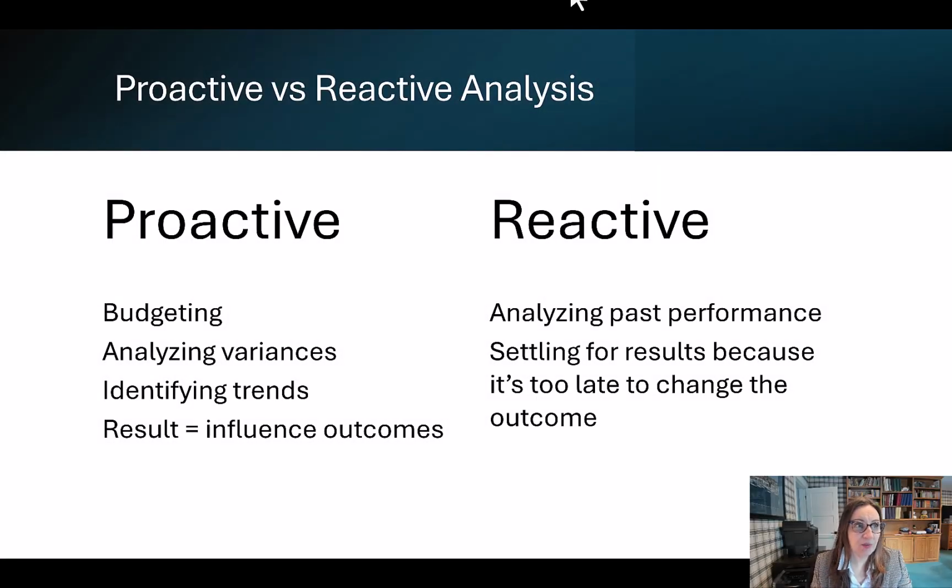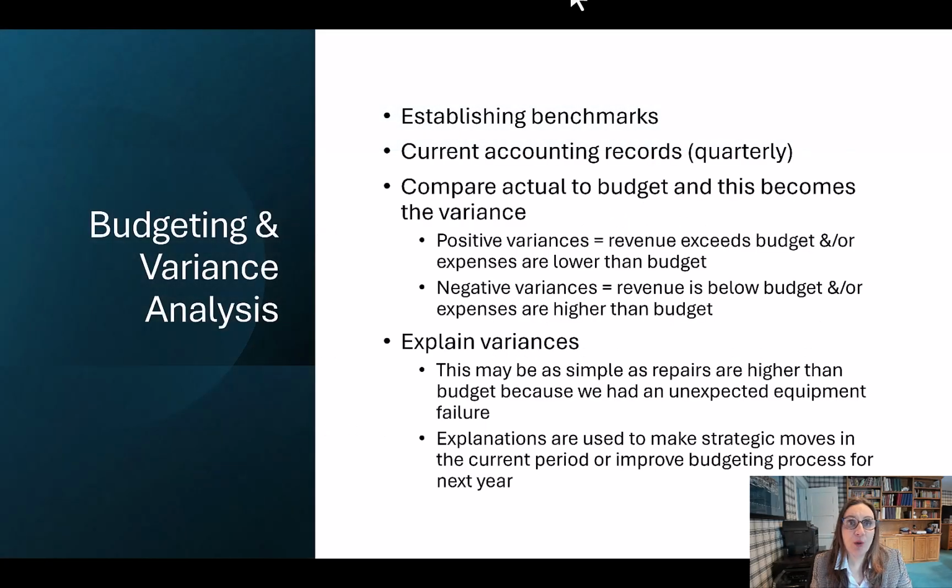Good financial analysis means you're being proactive and not reactive. Proactive means that you're budgeting, analyzing data and trends as they're happening so that you can influence the outcome. Reactive means you're just analyzing past performance, but it's too late to change the outcome. Proactivity starts by establishing a budget by projecting sales and expenses to achieve desired cash flows and profits. Sometimes it means reducing spending or increasing sales to stay within budget. Budgeted numbers become our benchmarks so that we can evaluate progress towards a goal.